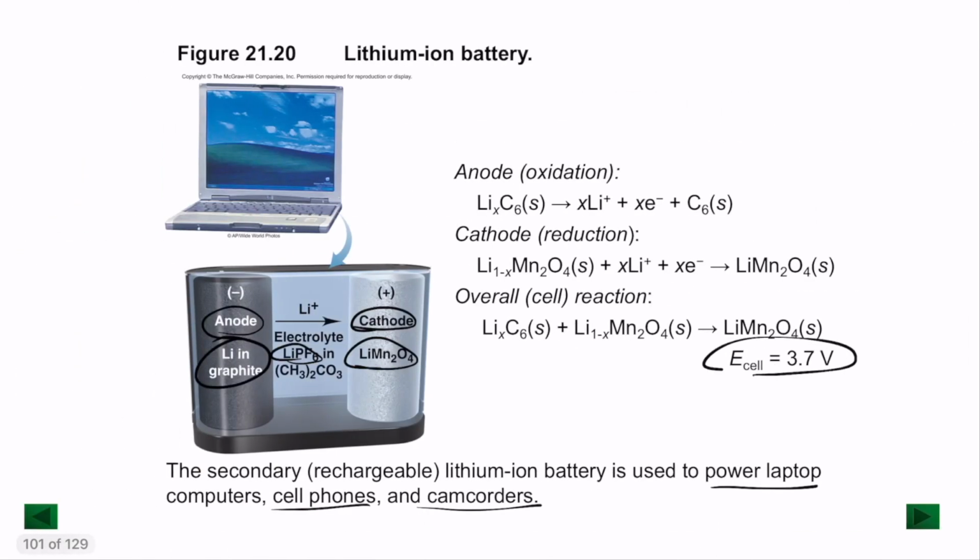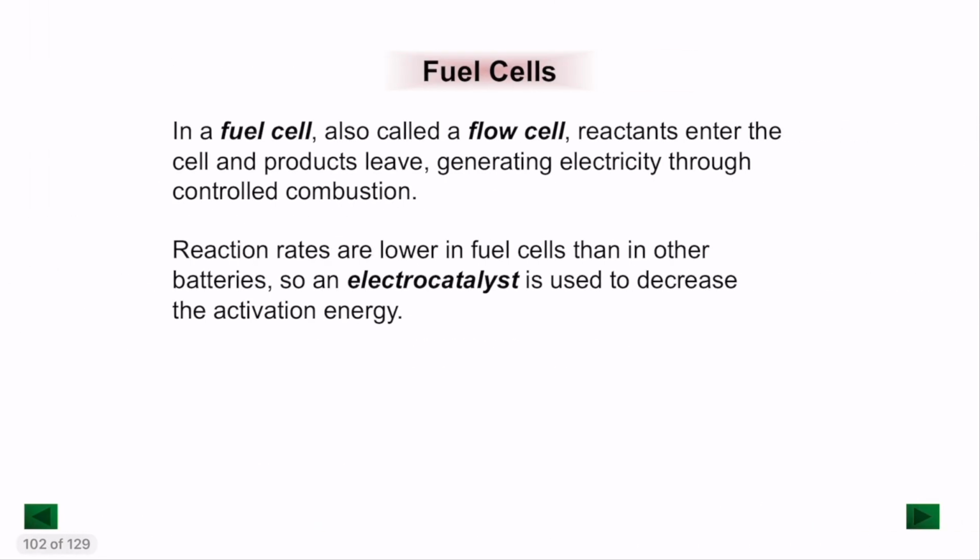With a cell potential of around 3.7 volts. This is the common cell potential that you see in lithium ion batteries.